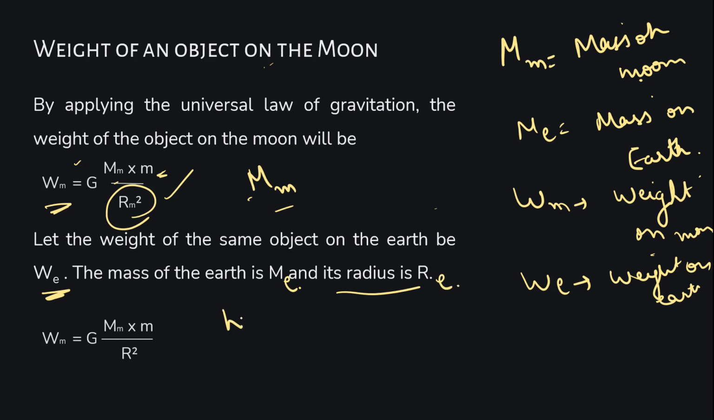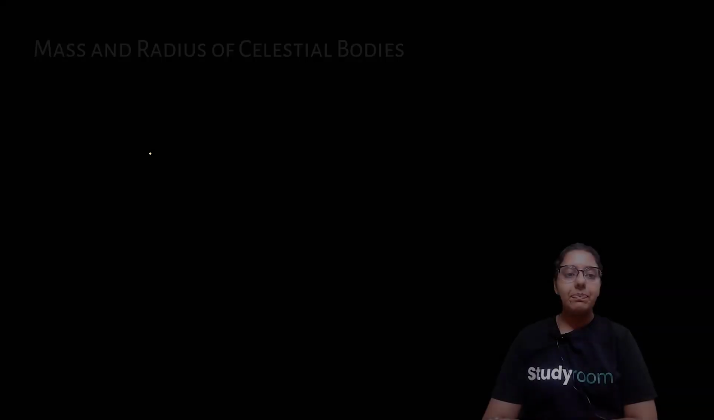So what will be the weight on earth? Weight on earth will be G Me m upon Re square. So this is for moon, and for earth, change the initials, these are e. Weight on earth is equal to G, mass of earth, into mass of the object upon radius of earth square, Re square. And when we are talking about moon, weight on moon is G, your gravitational constant, Mm, mass of moon, into mass of the object upon radius of moon square.